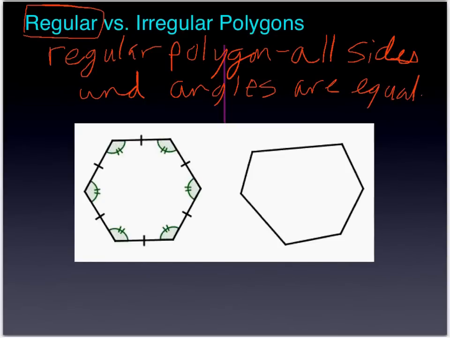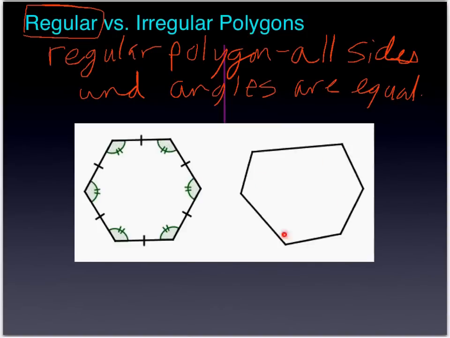Okay, notice that in this hexagon, there's one dash on each of the sides. That means all of them are the same. And notice on the angles, they did the same thing. On that little crescent guy, they've put two little dashes. And that means that all of those angles are the same. They're all equal to each other. So you look at that and say, that's a regular polygon.